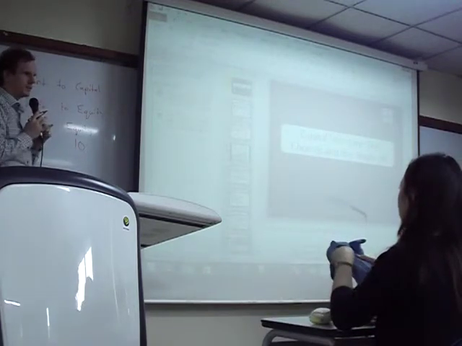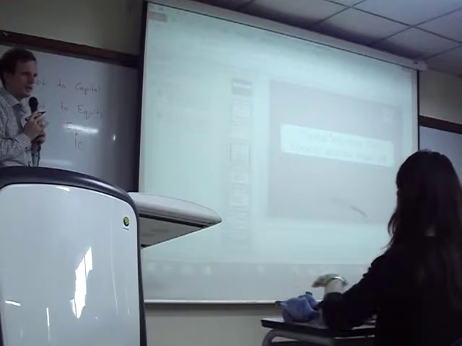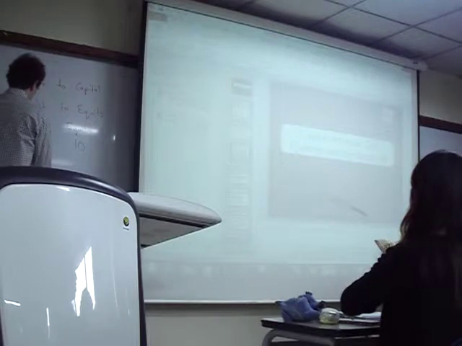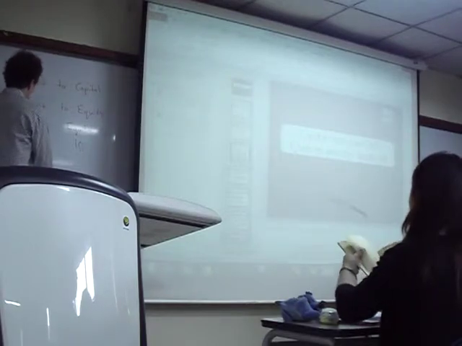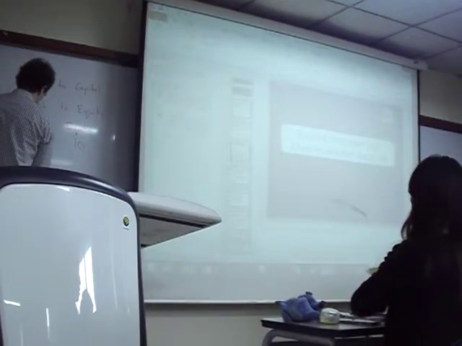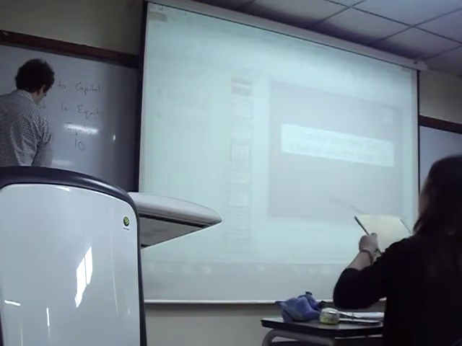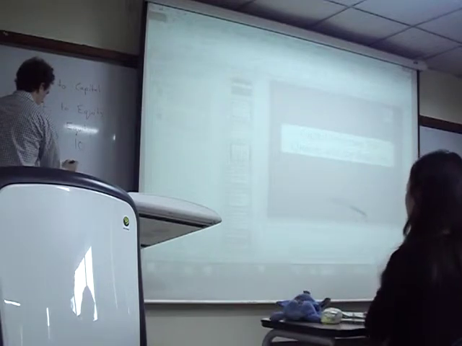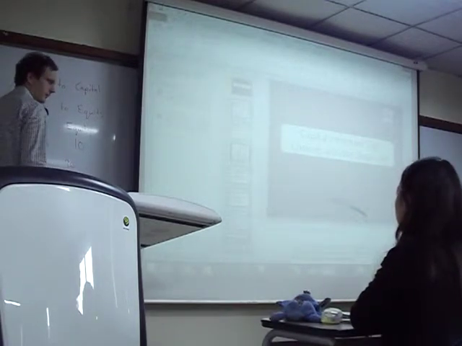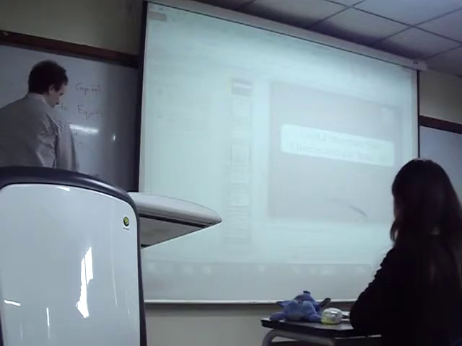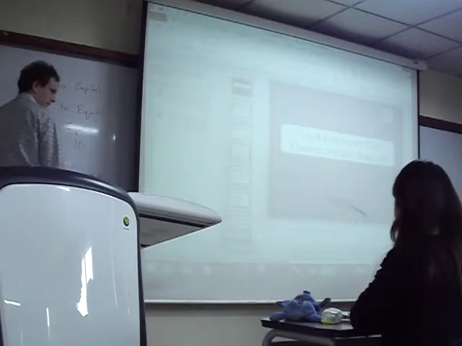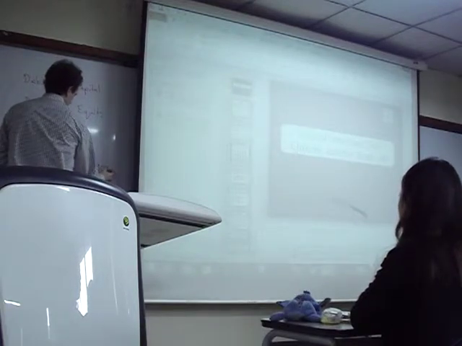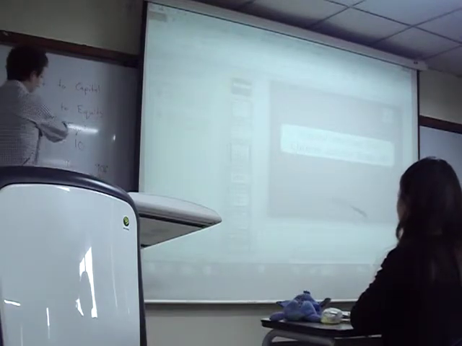What is the debt to capital ratio? How do I calculate that? Debt plus equity. So what's that ratio going to be? 90 over 100. So what's the answer? It's going to be 0.9, or 90%. Then, what about the debt to equity ratio?